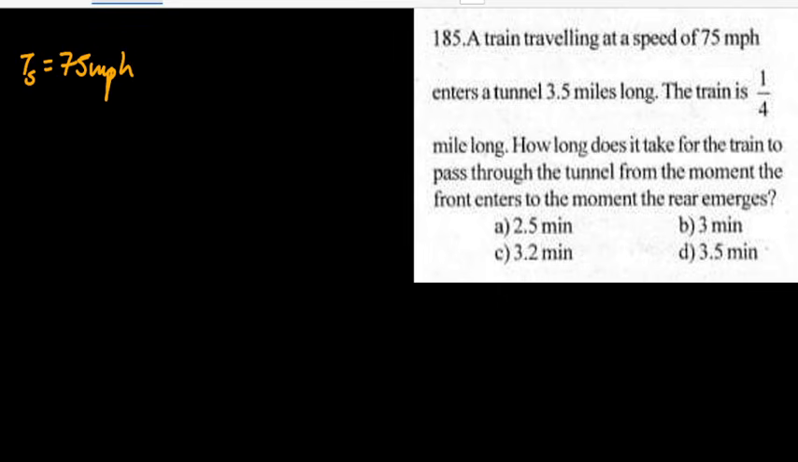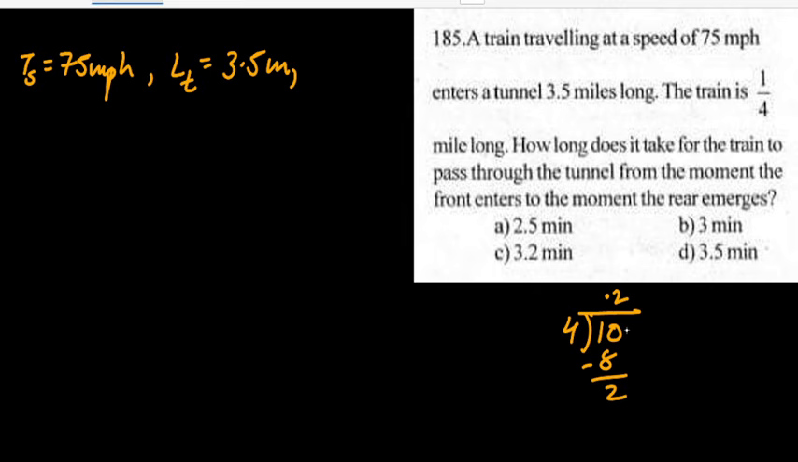Enters a tunnel 3.5 miles long. Okay, so the length of the tunnel, I'm writing LT, is 3.5 miles, and the train is 1/4 mile long. 1/4 mile long means if you divide 1 by 4, how much will you get? If you give decimal, you get a 0. 4 2s is 8. Subtract, you're getting 2. As we have decimal, we have a 0. 4 5s are 20, and in that way we are getting 0.25. That means the length of the train, I'm writing LT, is 0.25 miles. Okay, this is the condition given.